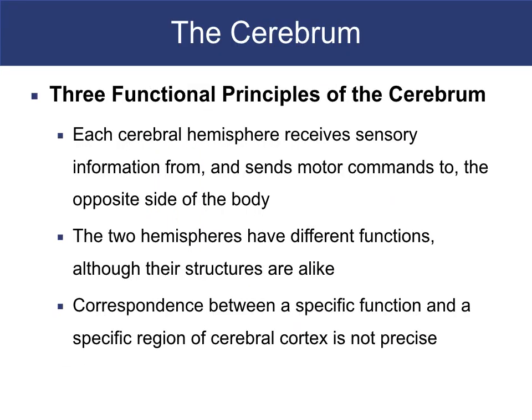Here are 3 functional principles of the cerebrum. And this goes back to that left brain, right brain thing that you've heard about, and I think I've mentioned. Each cerebral hemisphere receives information from and sends motor commands to the other side of the body. So the right side of your brain controls the left side of your body, and vice versa. The 2 hemispheres have different functions, although they look exactly the same.